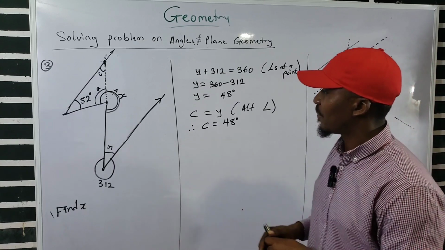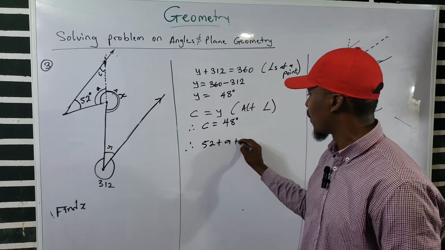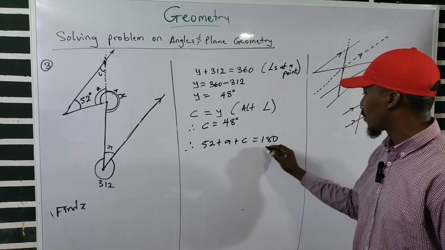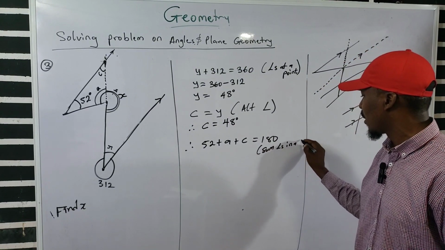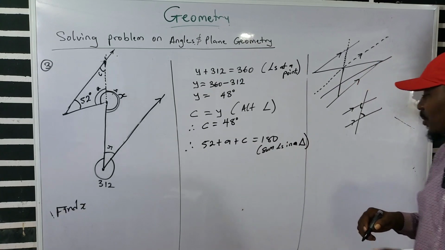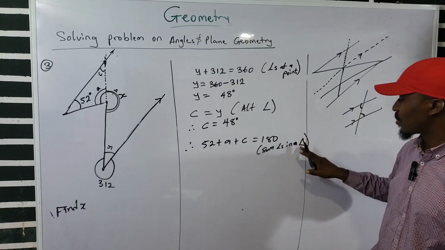Okay, so let's find out the value. Therefore, 52 plus A plus C will give us 180. What is our reason? Sum of angles in a triangle. So you can see how to write that in a short form: sum of angles in a triangle.